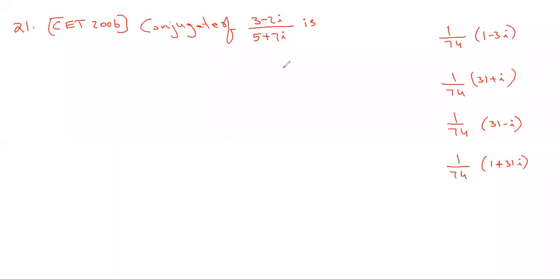So in this kind of problem, we need options also, because the conjugate of this can be written in many ways. If you directly take the conjugate of it, you get (3 + 2i)/(5 - 7i). That is also a conjugate only. That is also an answer. But in which form they are expecting the answer, that you need to know.